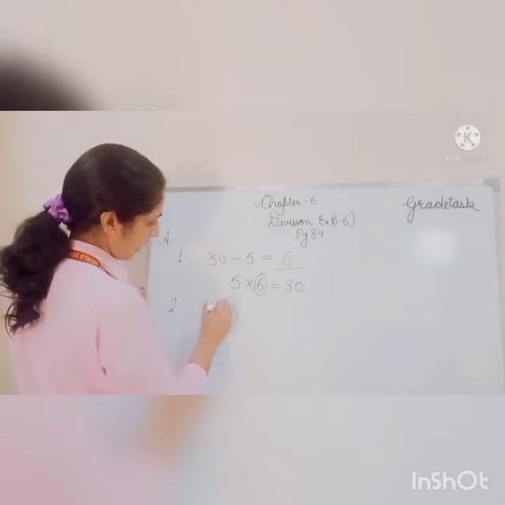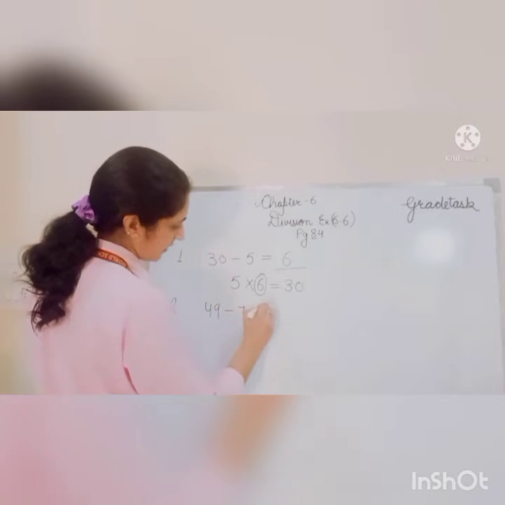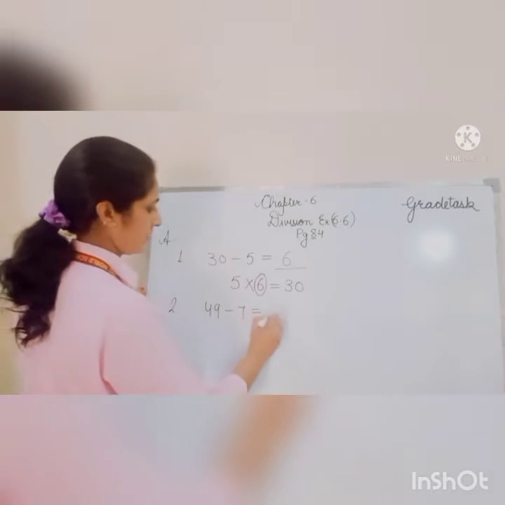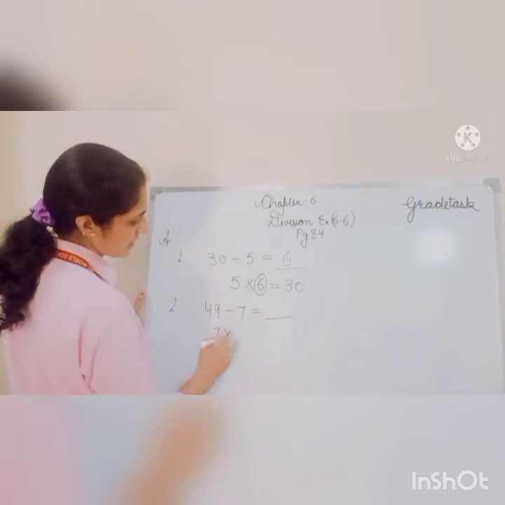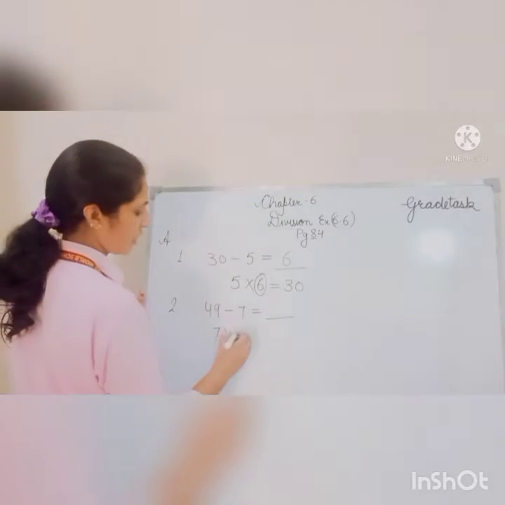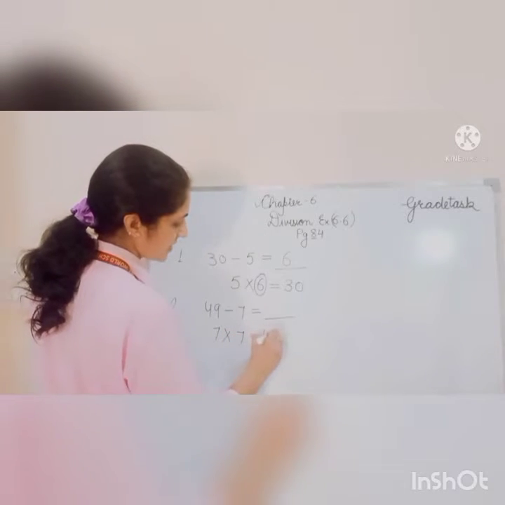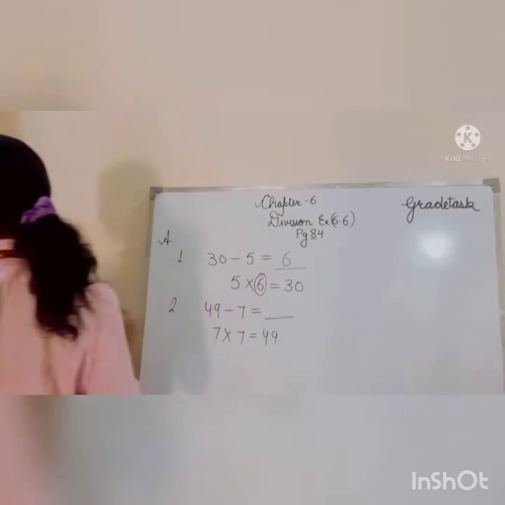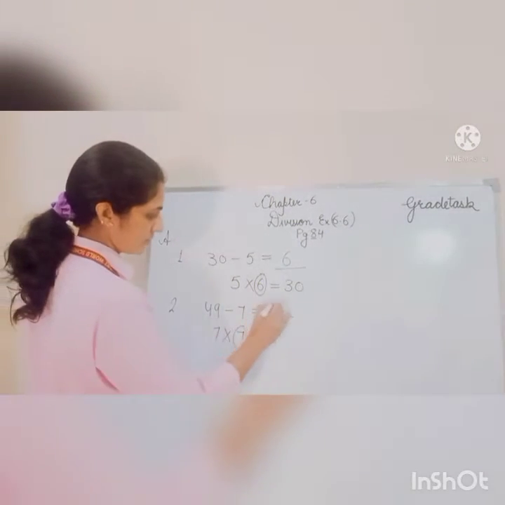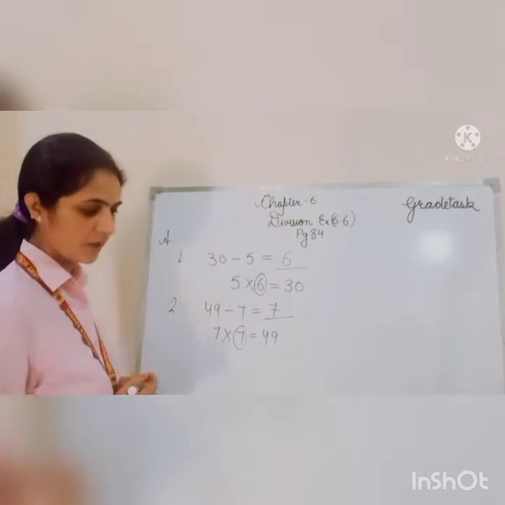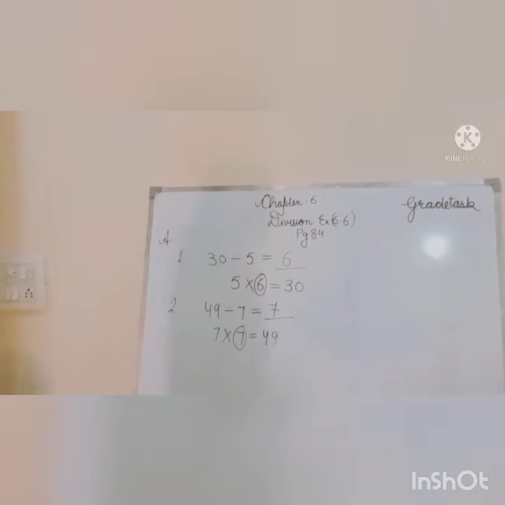49 divided by 7 is equal to what? That you have to find out. So with what number will we multiply? 7. We will see where we get 49. 7 sevens are 49. So 7 will be your answer. Like this way.